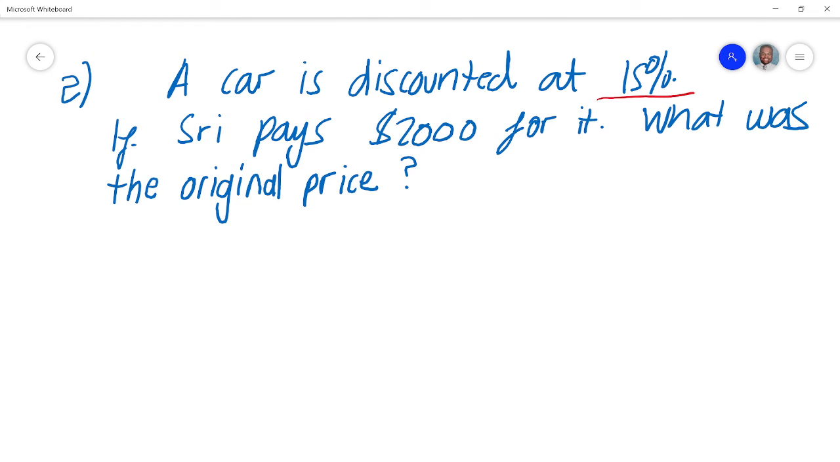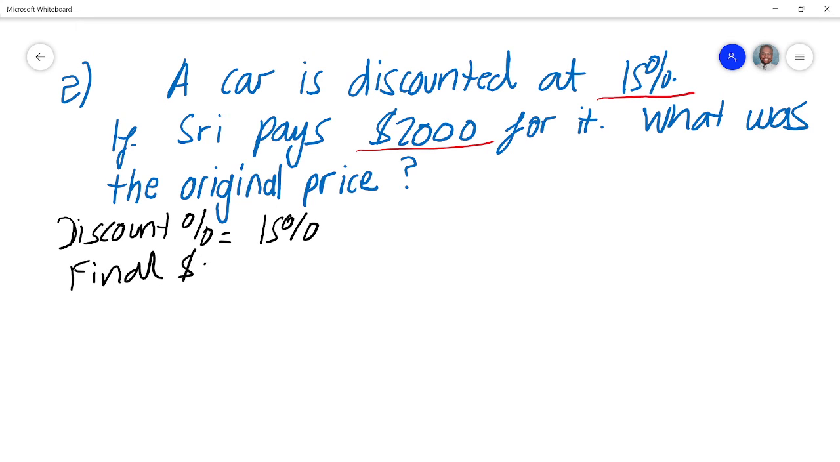All right, so let's highlight what information. My discount percentage is 15%. My selling price is $2,000. We now need to find the original. All right, so we write down discount percent, 15%, final price $2,000, and original is what we need to find out.